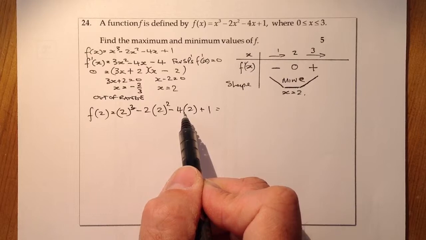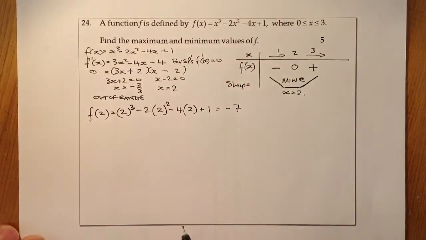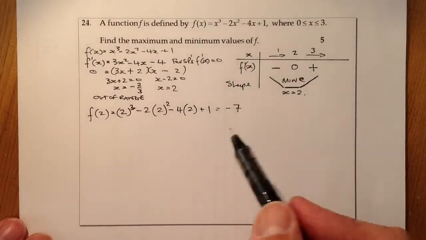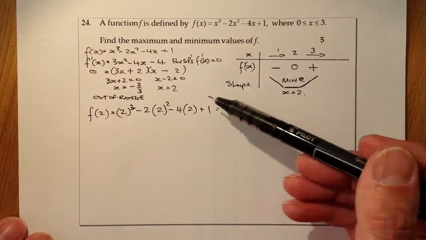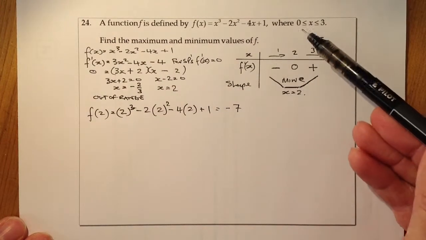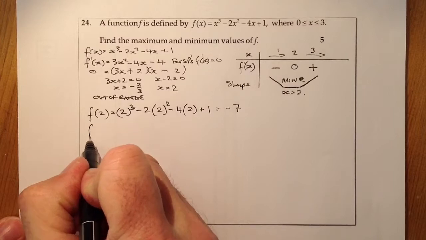I've got minus 8 there plus 1, so that's giving me a value of minus 7 when I work that one through there. Right, so what I did say was that the minimum and maximum values are going to occur either at stationary points or where we take the end points of the range. So let's go for the end points next.